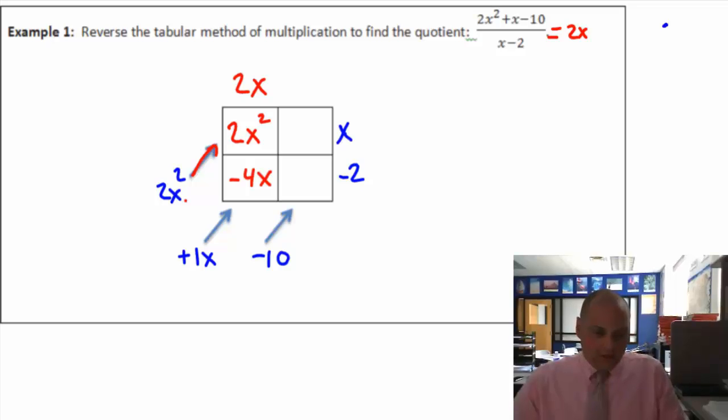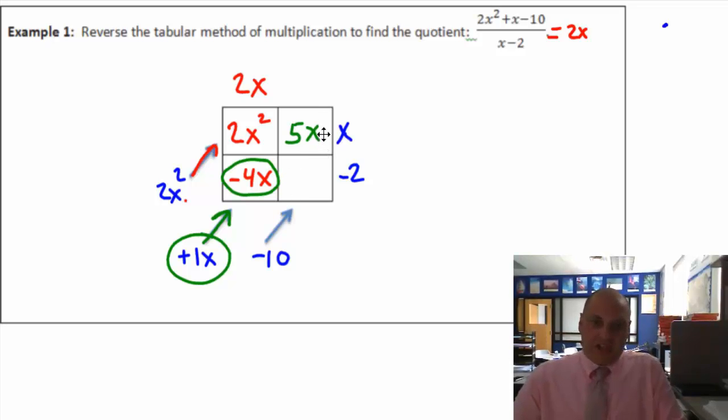Okay, well, see this arrow? This arrow points to this diagonal right here, and the total of this diagonal is 1x. But I know this is negative 4x. I need it to be a 1x. So what do I have to put in this box so that it'll total up to 1x? It must be 5x.